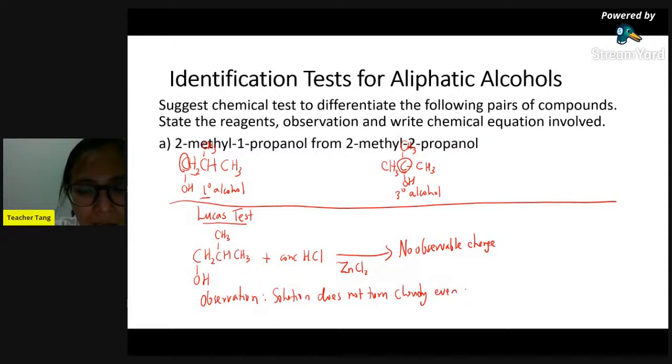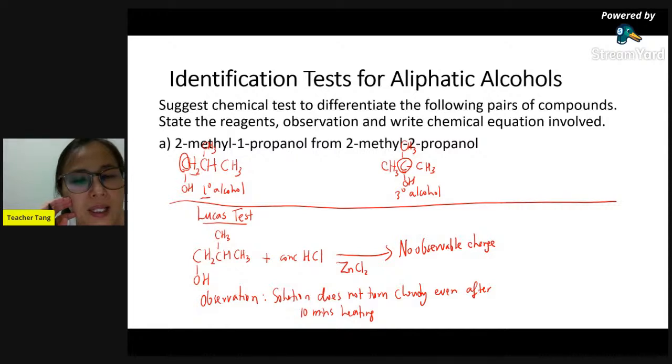Even after 10 minutes heating. So I told you already, for chemical test, we must have the name of the chemical test, reagent, equation dengan observation. So kita sudah buat untuk 2-methyl 1-propanol. We also need to do the same for 2-methyl 2-propanol. I don't have enough space, so I write here.